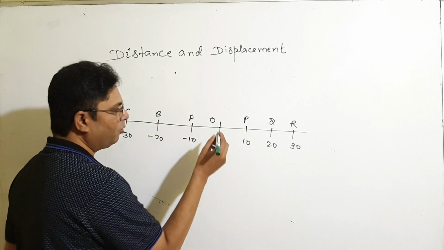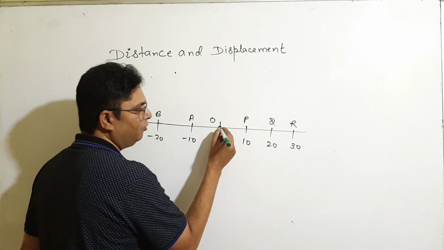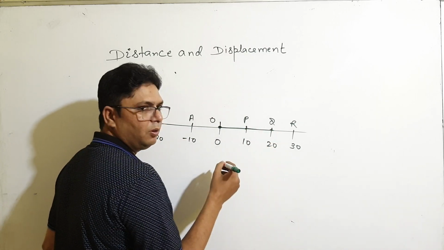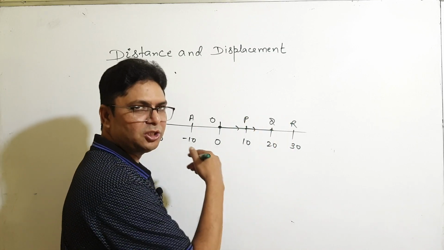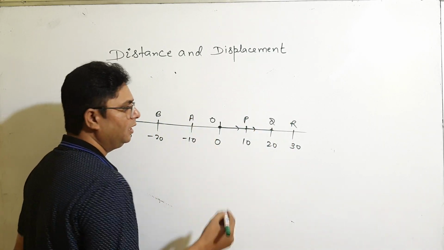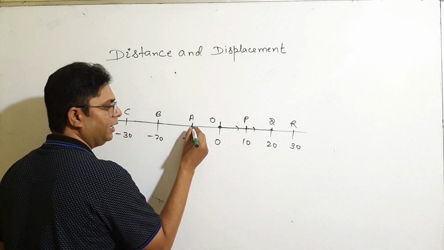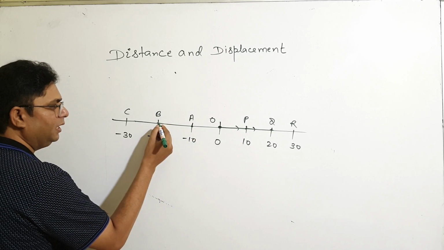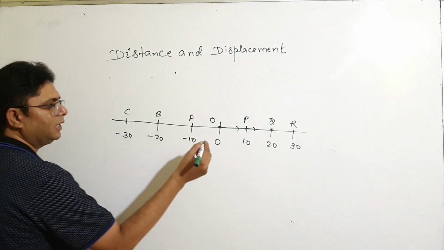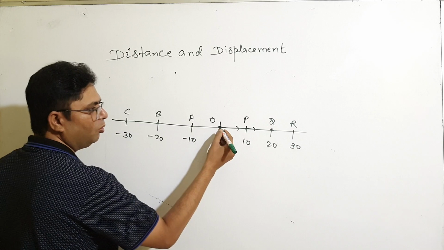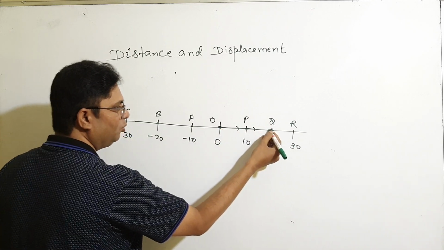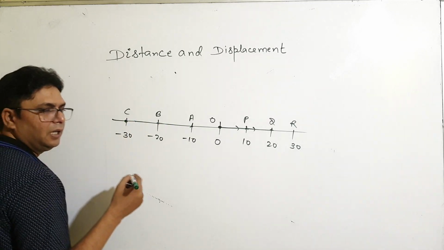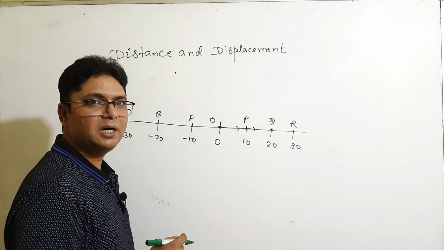Suppose you start from point O and you move to point P. Then again you move from P to Q. And after that you take a sharp backward turn, and you come to the point A. Then you move from A to B and from B to C. This means that you move from O to P, P to Q, then Q to P, P to O, O to A, A to B, B to C. Then what is the distance and what is the displacement?